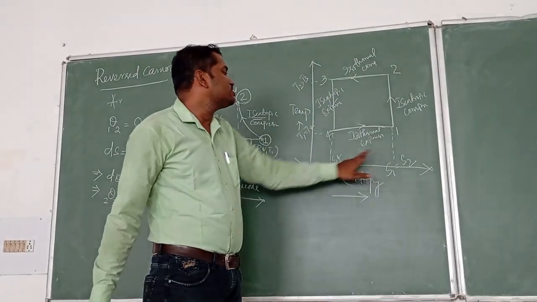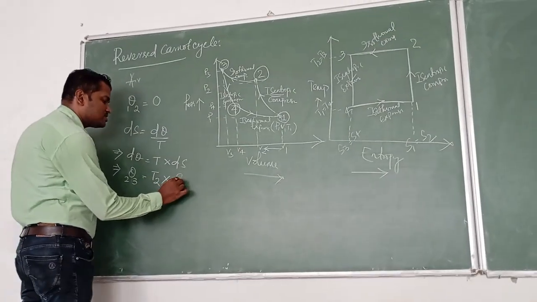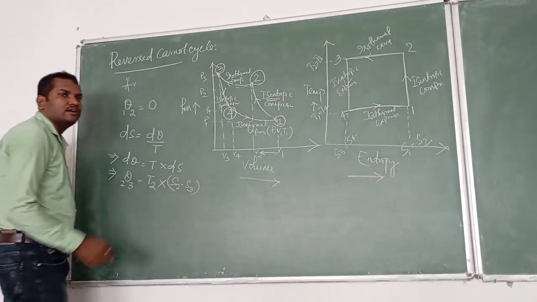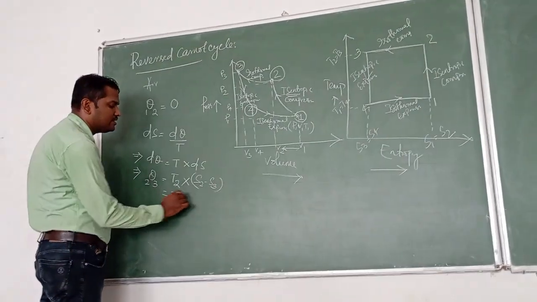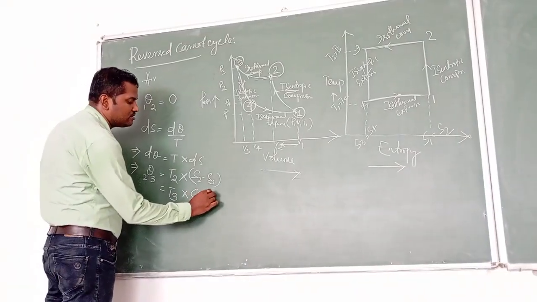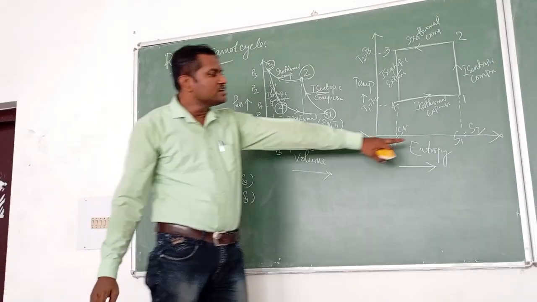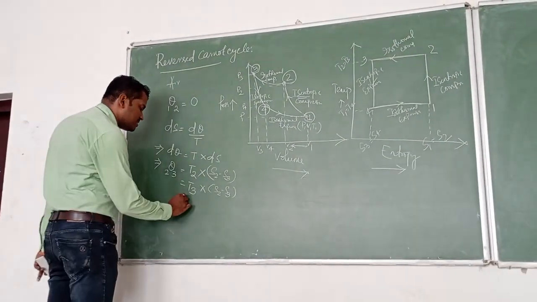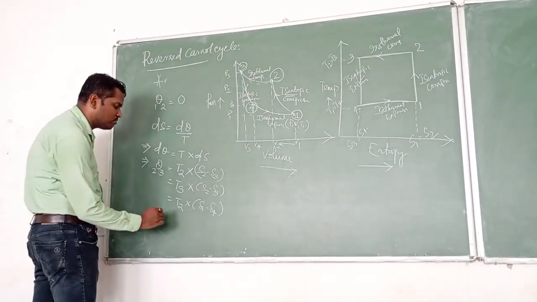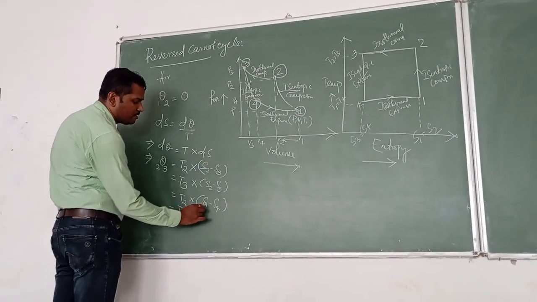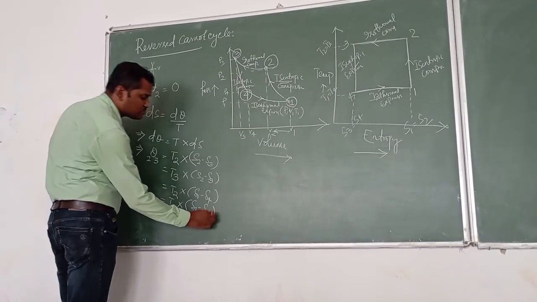The entropy change from 2 to 3: S2 is greater and S3 is smaller, so S2 minus S3. Or we may write, with temperature constant T2 is equal to T3, T3 into S2 minus S3. Understood? And S2 is equal to S1, so we can write T2 into S1 minus S4, or T3 into S1 minus S4. Understood?